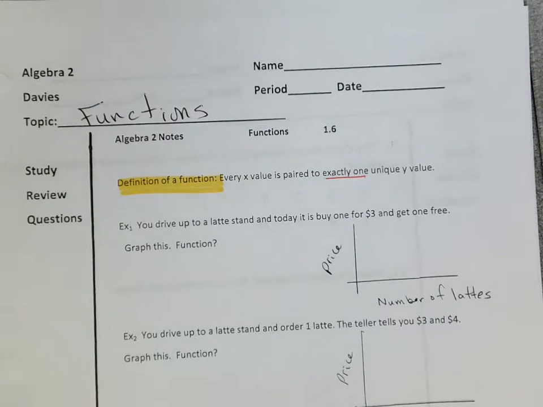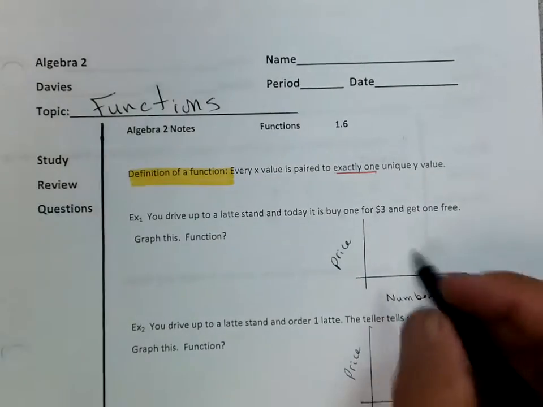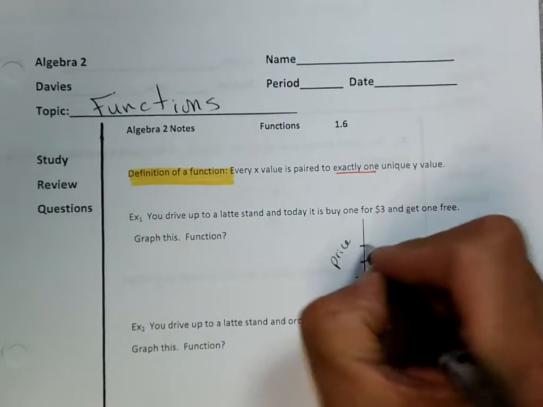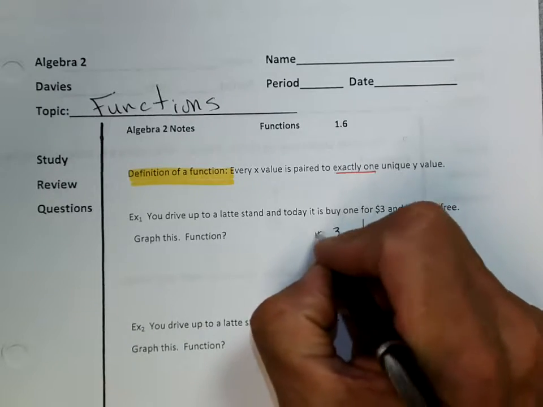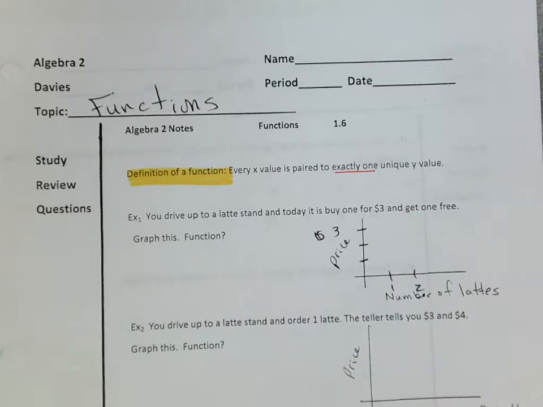So here's our little latte stand example. Let's put it now mathematically, okay? So you drive up to a latte stand, and today you buy one for $3 and get one free, okay? So this is Emma. Emma came up to the latte stand. Here's our price, $1, $2, $3, right? And then we could buy one latte or two lattes, okay?